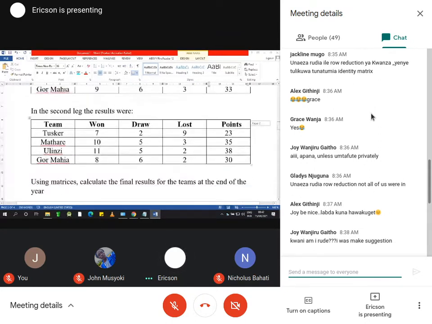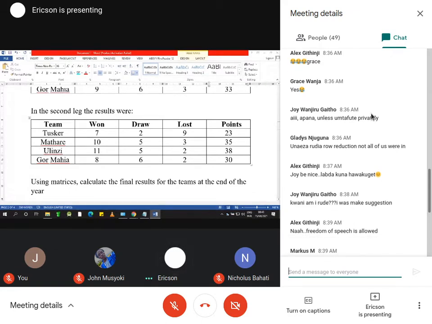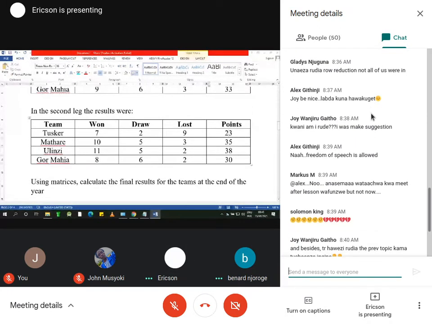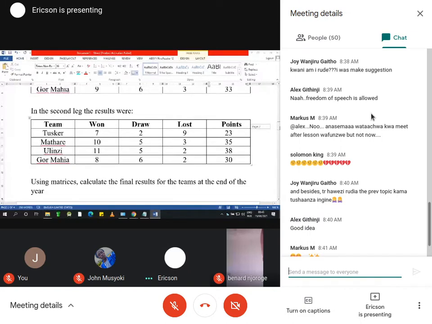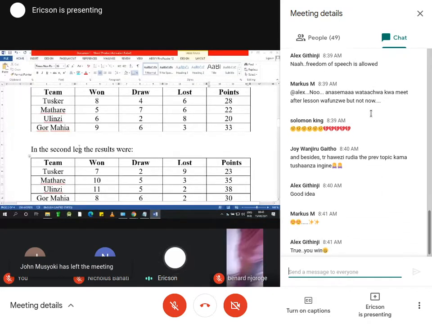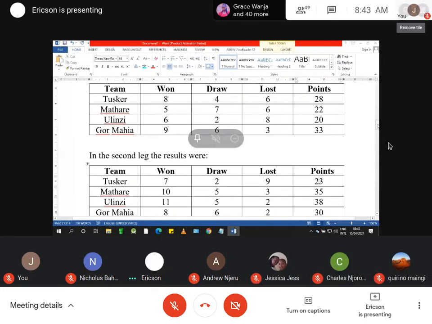The question requires us to calculate the final results at the end of the year. Calculate the final results for the teams at the end. Basically, in such a question, when you're trying to calculate the final results, for those of us who are conversant with football, when we do the first leg, the second leg, we combine the number of matches won, the number of matches drawn, and the number of matches lost, and we also add up the points total. The total matches won, drawn, and lost, and the total points.